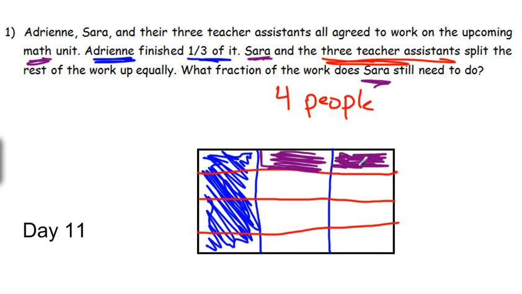So how much of the work did Sara have to do? She had to do this. So what is this as a fraction? Well, that's 2 blocks that she finished out of how many blocks are there? Well, this is 3 columns with 4 rows. So 3 times 4 is 12. There are 12 little boxes.